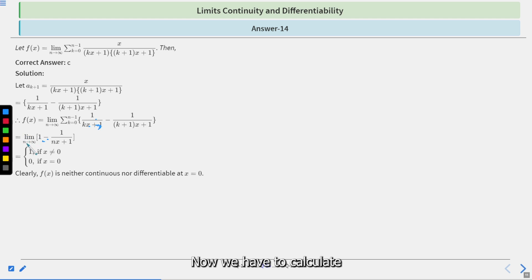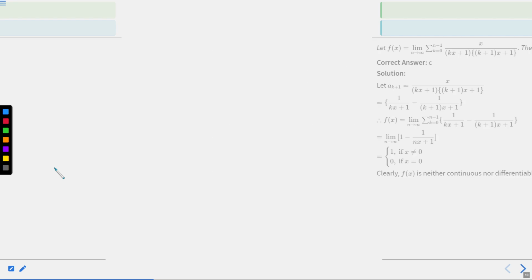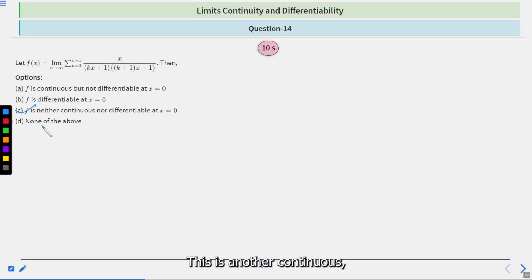Now we have to calculate limit n tending to infinity of 1 minus 1 by (nx plus 1). So after solving this, you will get 1 if x is not equal to 0 and 0 if x equal to 0. Clear? So clearly f(x) is neither continuous nor differentiable at x equal to 0. Clear? Because it disturbs continuity, right? So option C is the right choice. f is neither continuous nor differentiable.